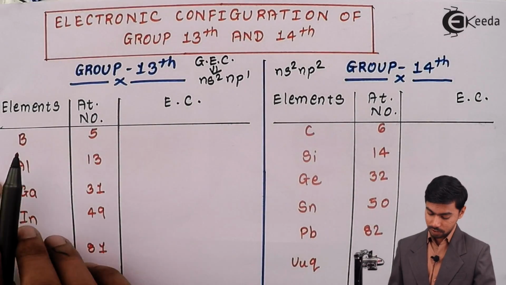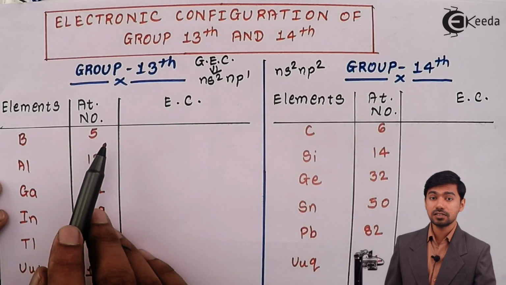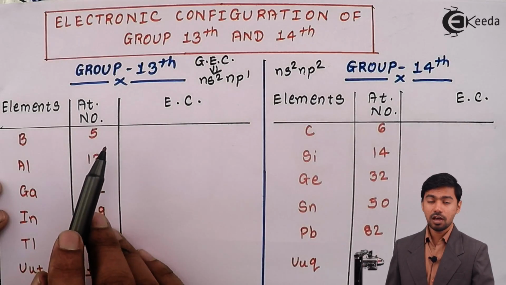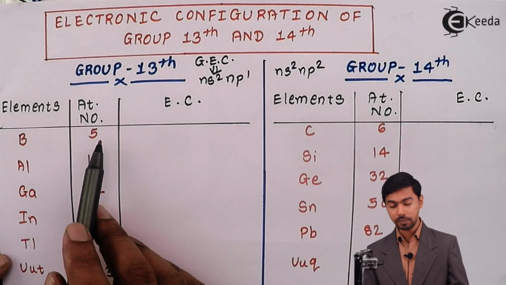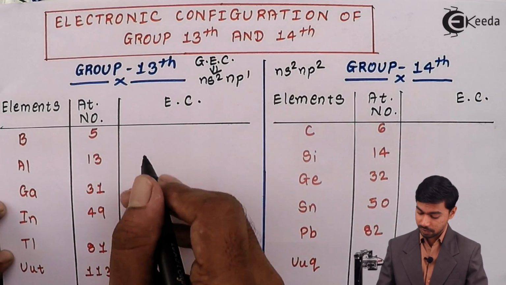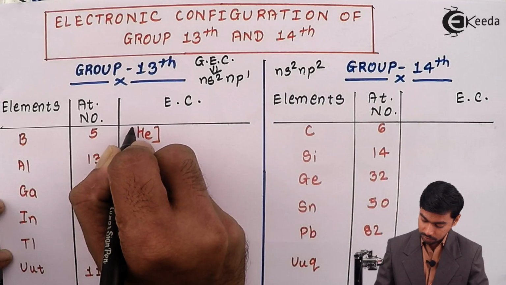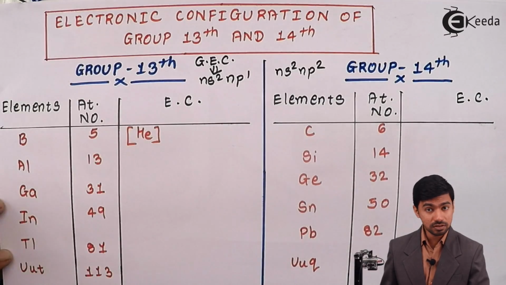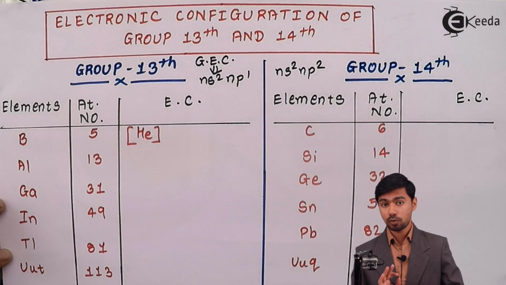So now boron is having atomic number 5. So which is the inert gas which has an atomic number less than the atomic number 5? Yes, definitely. It is nothing but helium. Helium has atomic number 2. So this can be used as an inert core in terms of boron.